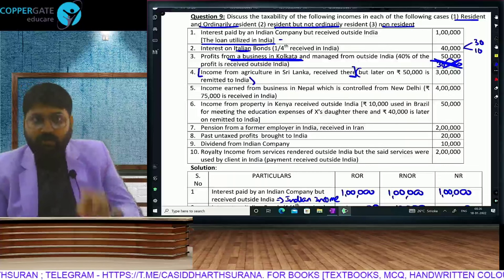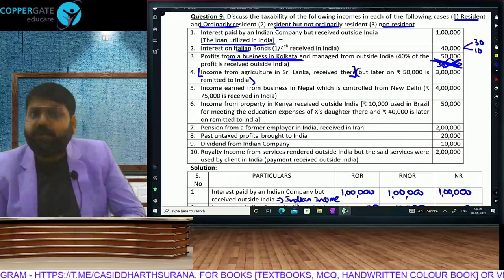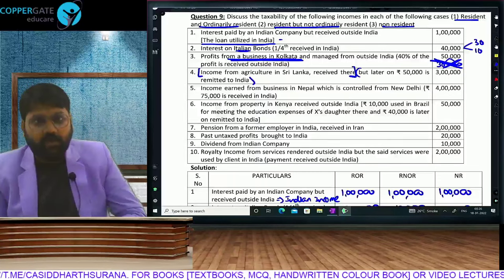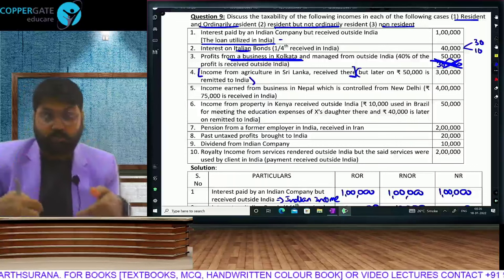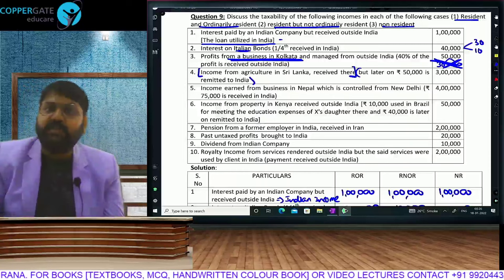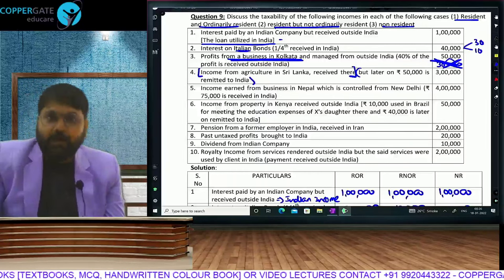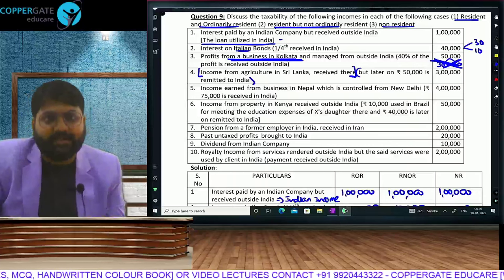Outside India. Where is receipt of income? Outside India. And does this fall in any of the cases of deemed to accrue or arise in India? No. That means the conclusion is, answer my question, don't ask cross question. Answer my question. Is it Indian income or foreign income? Now, I know what your cross question can be, sir. You have taught us... I have not taught you that agriculture is exempt.